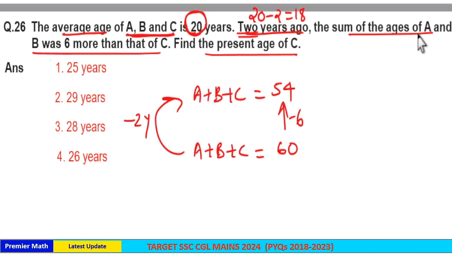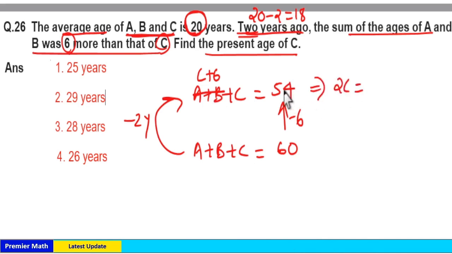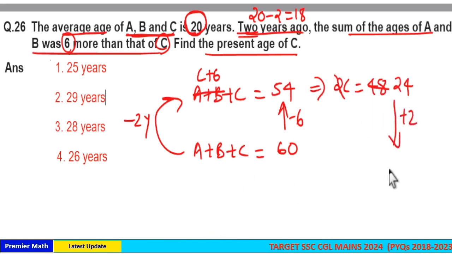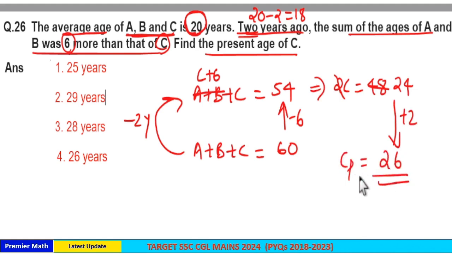And here, 2 years ago, the sum of A and B is 6 more than that of C. So 2C plus 6 is 54 two years ago, which means 2C is equal to 54 minus 6, 48. So C is 24 two years ago, which means presently C is equal to 24 plus 2, 26. Percentage of C is equal to 26. Option 4 is your answer.